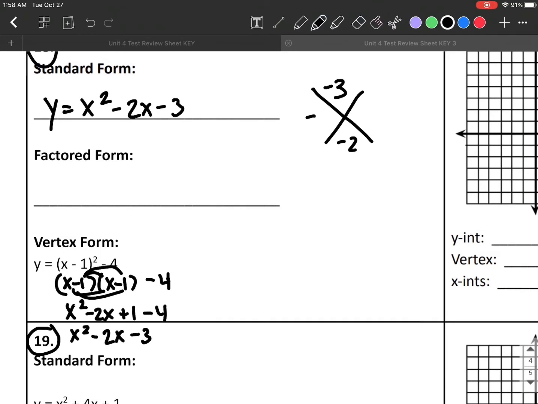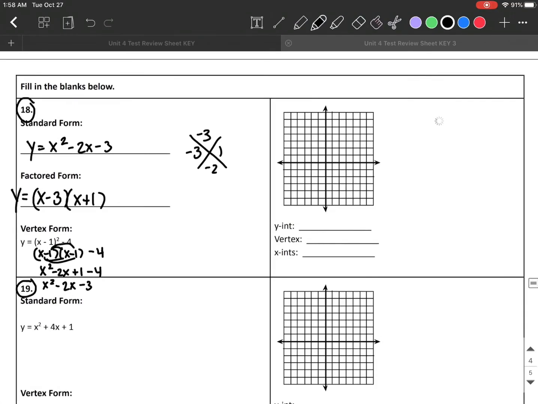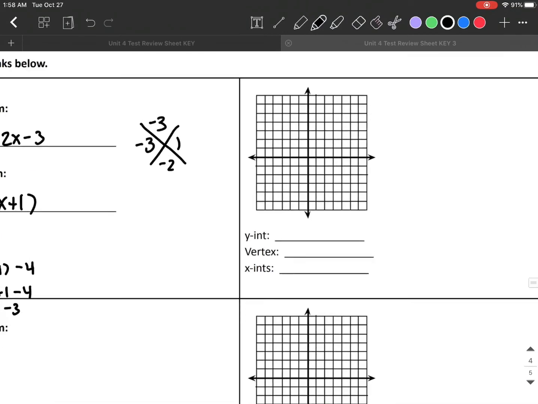And those numbers are negative 3 and positive 1. So I know, because the coefficient of x squared is 1, I can go directly to factored form from here. I have x minus 3 times x plus 1, or y is equal to that. And then I'm going to graph this thing.